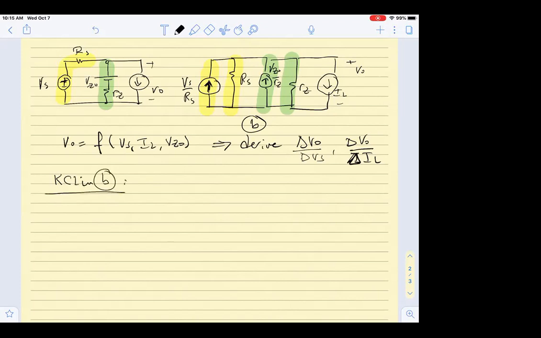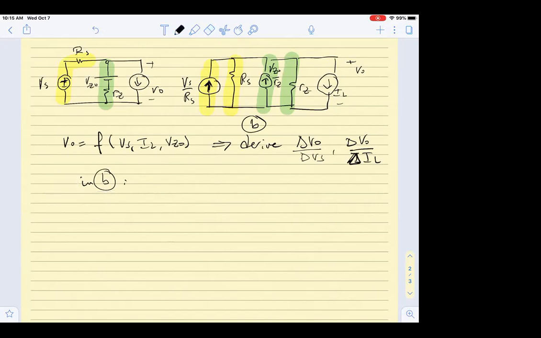I'm going to rely on KCL. How can I find VO? Let's think how we can get VO. A way to do it, we can combine the two current sources and the two resistors, and then get the equivalent for the combination. Okay, we can do that. Let us think before we write KVL in circuit B.